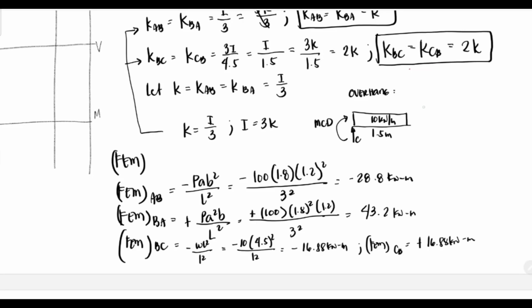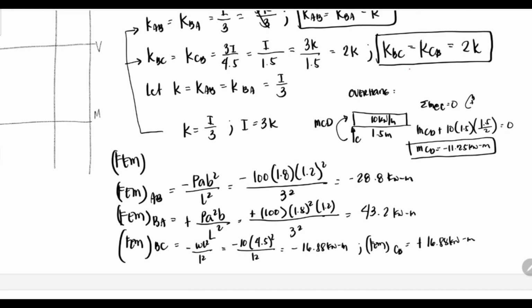Okay, kung hindi nyo pa nagets, sulat ko na lang. So, summation moment at C is equivalent to 0. Clockwise should be positive. So, our moment CD here plus 10 multiplied by 1.5 multiplied by 1.5 over 2 is equivalent to 0. Therefore, our MCD would be negative 11.25 kilonewton meter. So that is our moment MCD.